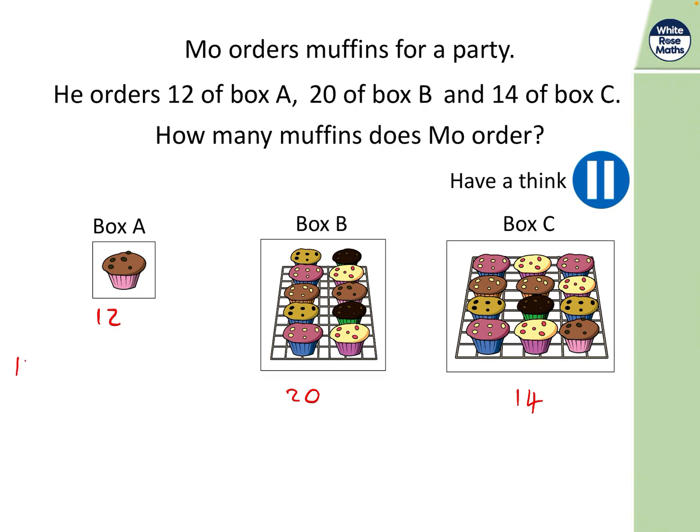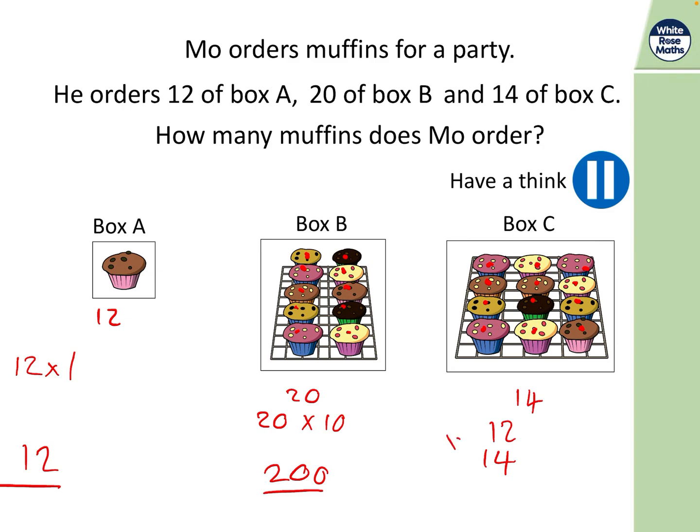Okay, we know we've got 12 times 1. And I've got 20 multiplied by 10. And I've got 12 multiplied by 14. Okay, so I know this answer is going to be 12, but I know this answer is going to be 200. I can add them up later.